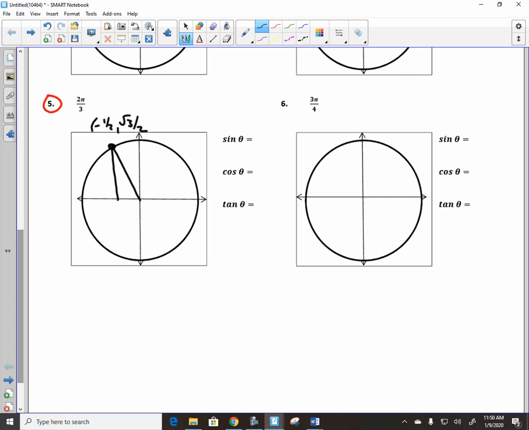You can see why we want to be able to determine these terminal points rather quickly. Sine is which value? The y value. Cosine is which value? The x value. How do I determine tangent? I take y and divide it by x. Root of 3 over 2 divided by negative 1/2. How do I divide that? Multiply by the reciprocal, so times negative 2 over 1. Will the result be positive or negative? Negative. They cancel, and I get the root of 3.